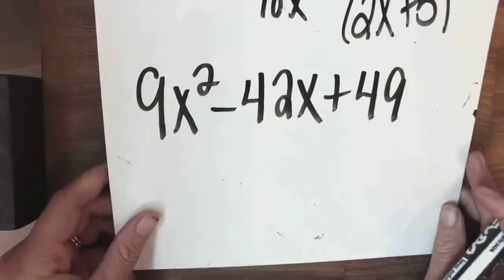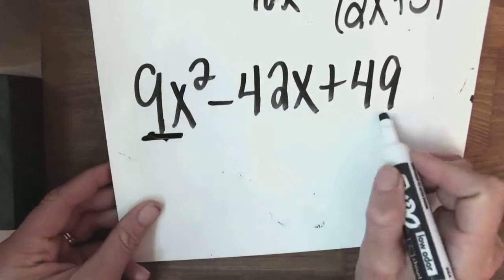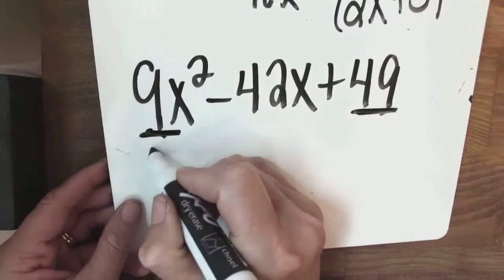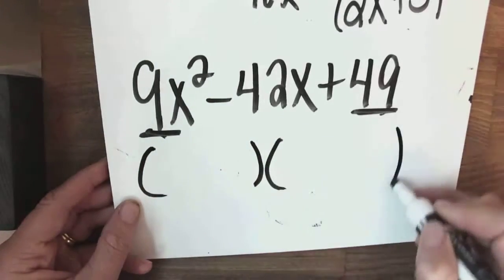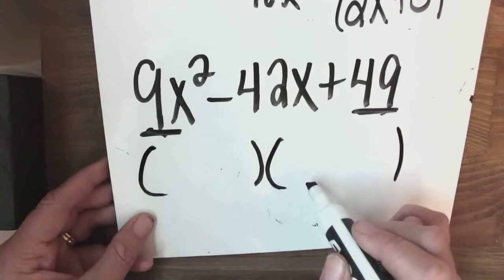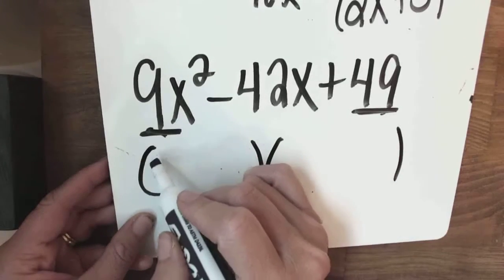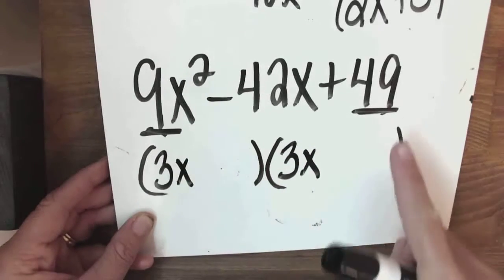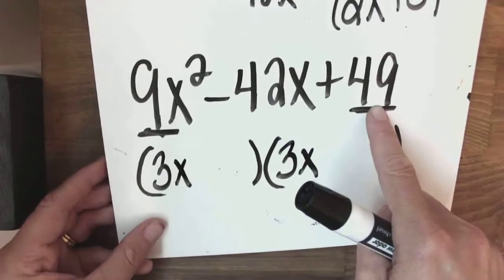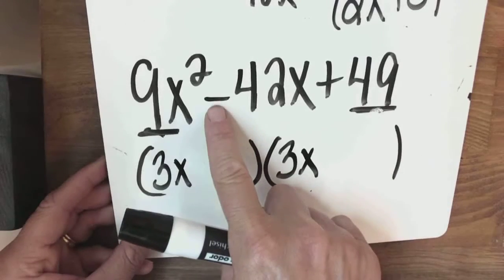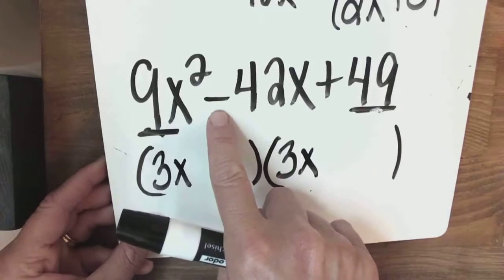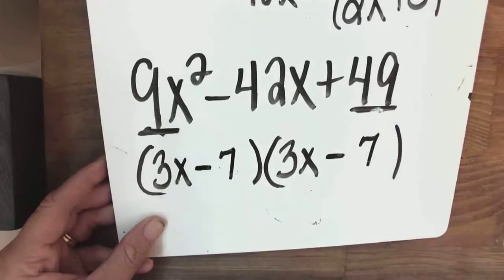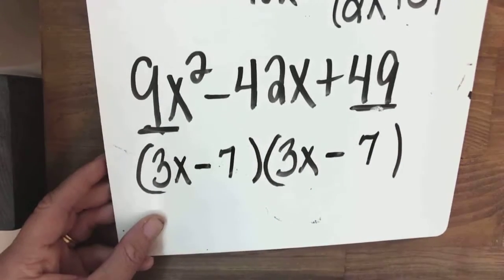Let's try another one. Sliding up here. Oh, look, 9's a perfect square, and so is 49. Now again, I could do that crazy grouping thing, but I think I might try this one by guessing and checking. What times what is 9x squared? That would be 3x and 3x. What times what is 49? Now let's keep in mind the middle term is negative. I'm actually going to try negative 7 and negative 7. And then I'm going to check to see if it works.